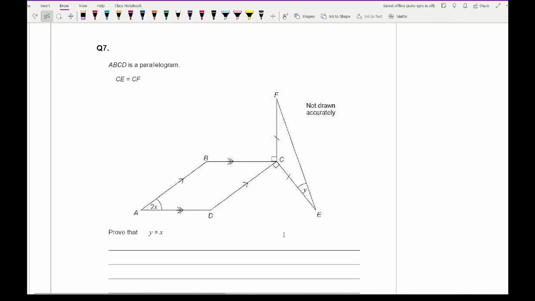Moving on to question 7, it says that ABCD is a parallelogram and CE equals CF. Prove that Y equals X. So looking at this diagram, I can see I've got a parallelogram and I've got an isosceles triangle. So looking at this angle here is also going to be Y. So therefore I can then work out what this angle here is going to be by doing 180 minus 2y. From this, knowing that ABCD is a parallelogram, this angle here is also going to be 2x.